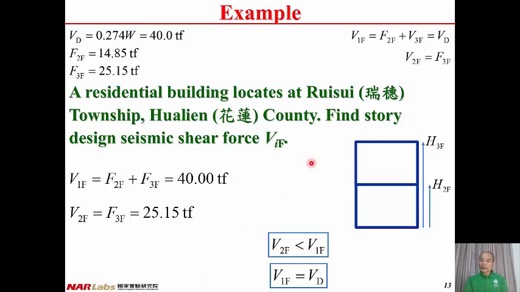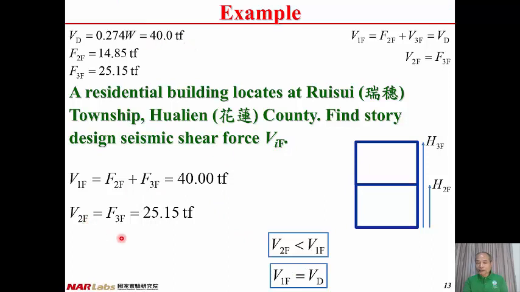The next question is to find the story design seismic shear force, V1F. V1F, the design seismic shear force at the first floor, equals F2F, the seismic force at the second floor, plus F3F, the seismic force at the roof, which equals 40.00 ton force. V1F equals Vd, equal to 40.0 ton force.